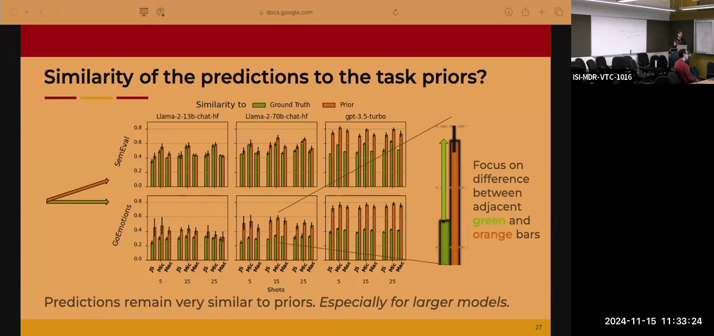And that makes the effect clearer here, where you can see again on the left-hand side, Llama 2 13 billion, the similarity to the ground truth is roughly equivalent to the similarity of the prior. Whereas the green bars, as we move to the right, do not change much, you can see that the orange bars actually start increasing and increasing, becoming much larger than the green bars for GPT 3.5. This means that the predictions of the models remain very similar to the priors for larger models, whereas for smaller models, the priors do not influence the posterior as much.